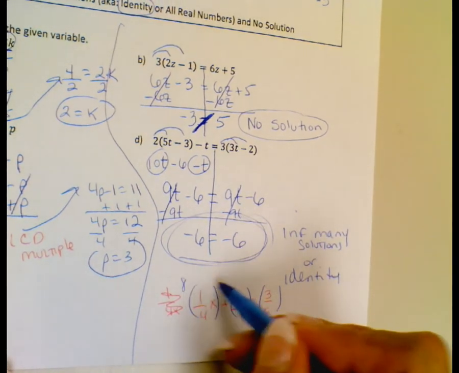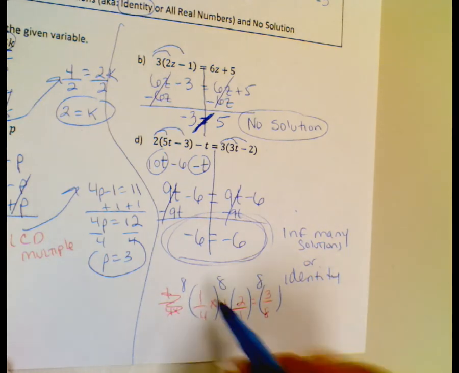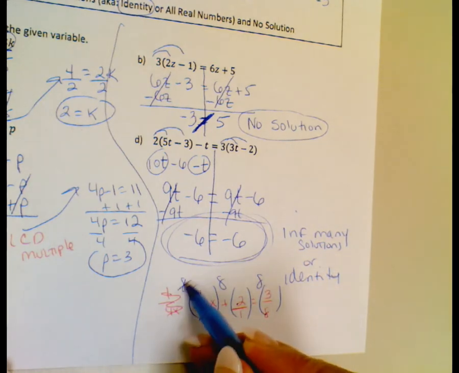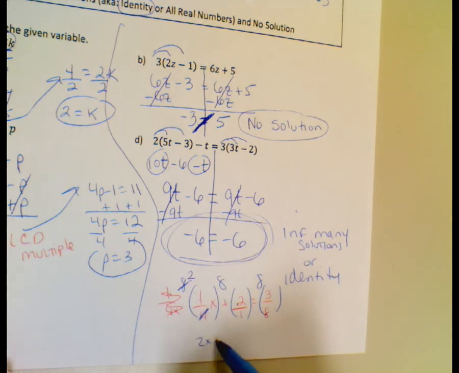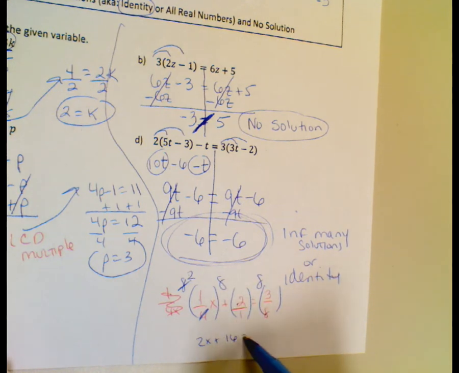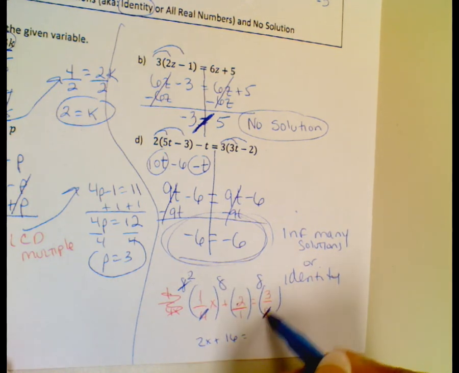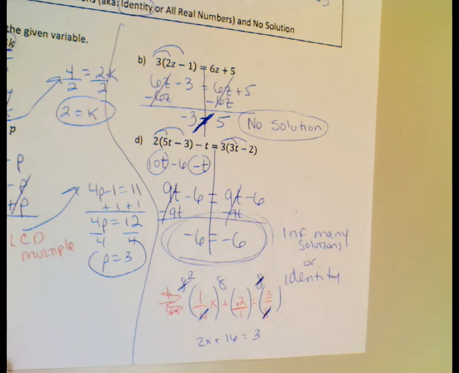So if we multiplied everything by 8, what's 1/4 of 8? In other words, how many times is 4 going into 8? You should say 2. So 2 times 1x is 2x. Nothing cancels in the middle one because it was a 1. So you just multiply 8 times the numerator. In the third term, the denominator 8 cancels with this multiple 8, and you're left with the numerator 3. You'd subtract 16. 2x equals negative 13, and then x is negative 13/2.